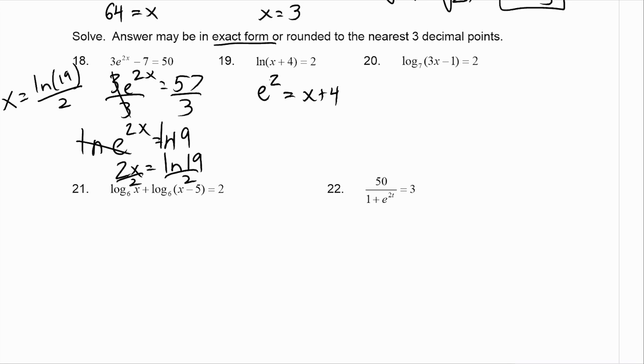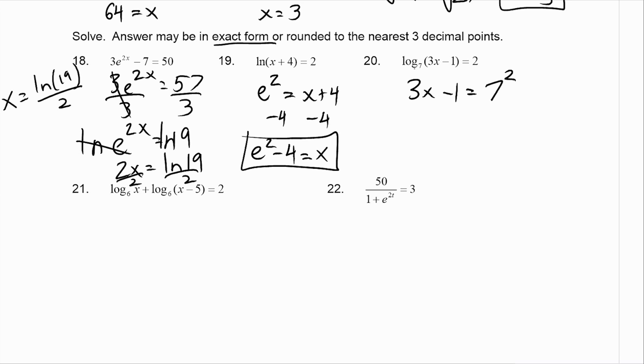So I can change this to a decimal, or I could keep it just like this form, just similar to how we use pi. Subtract 4 from both sides, and I get e squared minus 4 is equal to x, and there's my answer. Next one, 3x minus 1 is equal to 7 to the second power. Base to the answer is equal to the inside, so I end up getting 49 is equal to 3x minus 1. Add 1 to both sides, so I get 3x is equal to 50. Divide both sides by 3, and I get 50 over 3 is going to be equal to our value for x.